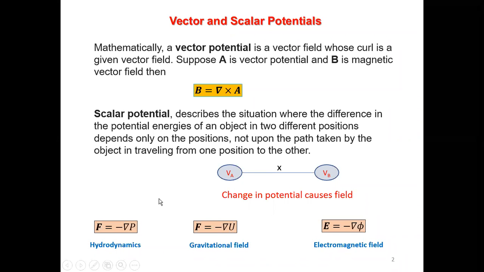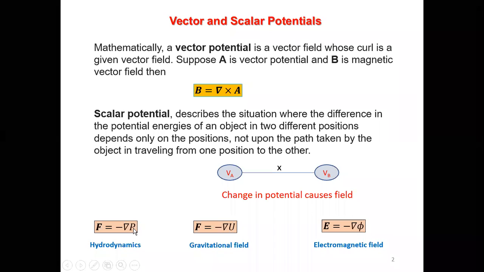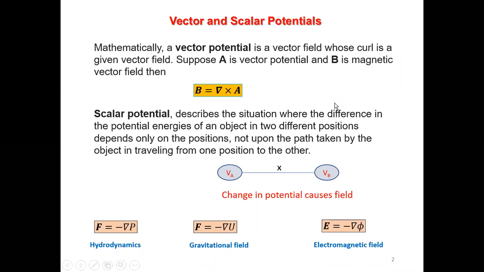So we have three types of relations. In hydrodynamics, if P is pressure, its negative gradient gives us force. So F equals minus grad P. If we are talking about the gravitational field and U is the gravitational potential energy, its negative gradient gives us the force. So F equals minus grad U. And in electromagnetic field theory, if phi is the scalar potential, its negative gradient gives us the electric field. So these are the three examples: in hydrodynamics, gravitational media, and in the electromagnetic field.